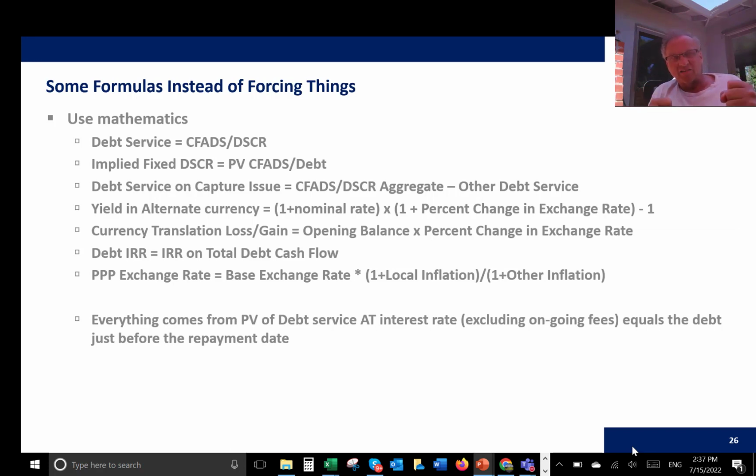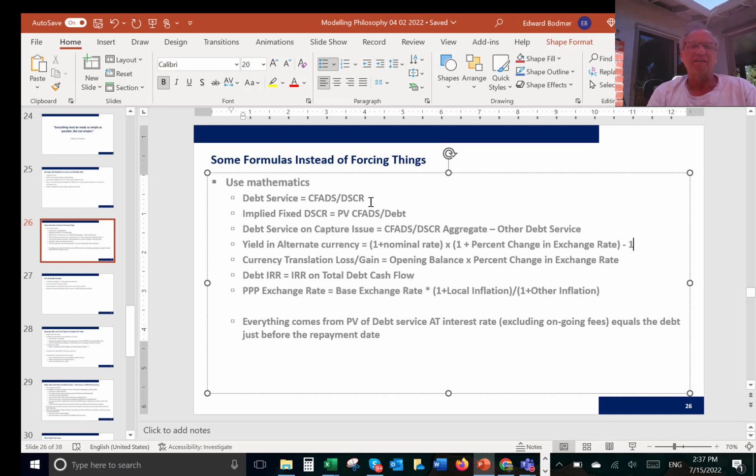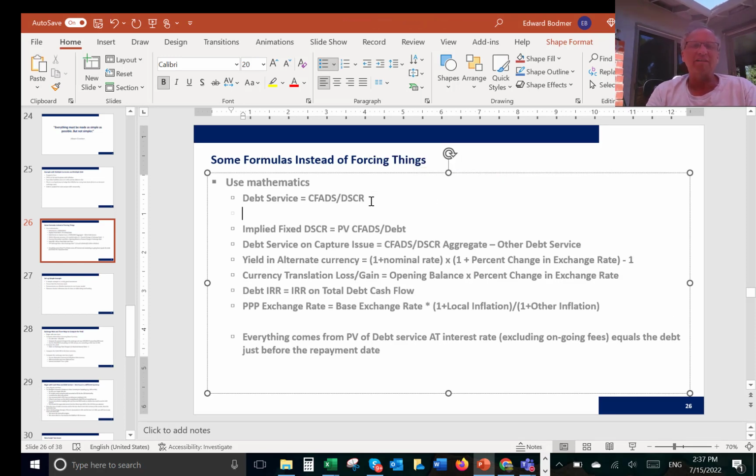And that debt IRR can then be used to compute the present value of the debt service, which is kind of, I cannot believe I didn't put this formula down. How could I not do that? The PV of debt service equals debt at COD, something like that.